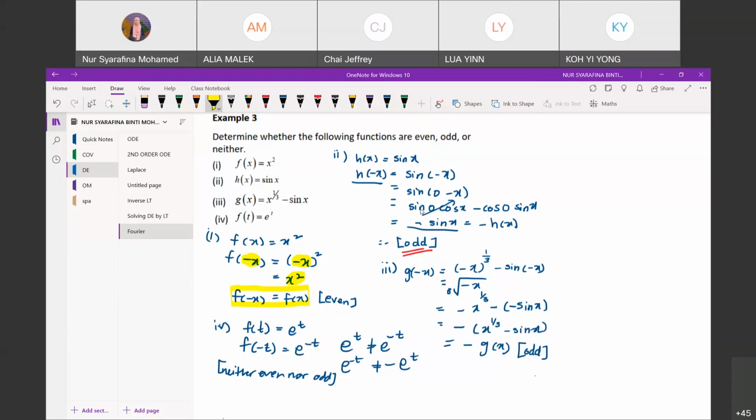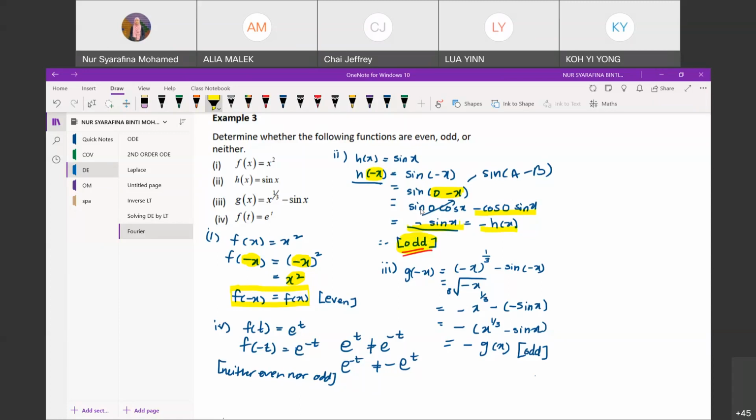Second one, h(x) equals sine x. When you substitute negative x, you get sine of negative x, where sine of negative x is actually sine of 0 minus x. In terms of sine(A minus B), it can be expanded to sine 0 cos x minus cos 0 sine x, where cos 0 is 1. Then you have negative sine x. So h(-x) is negative sine x, which is negative h(x). So it is odd.